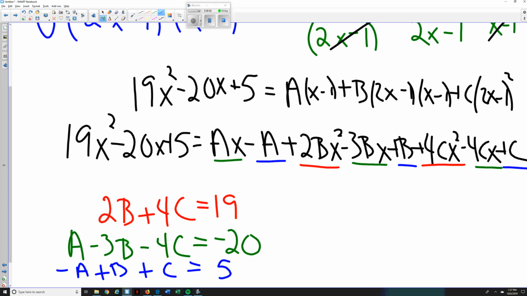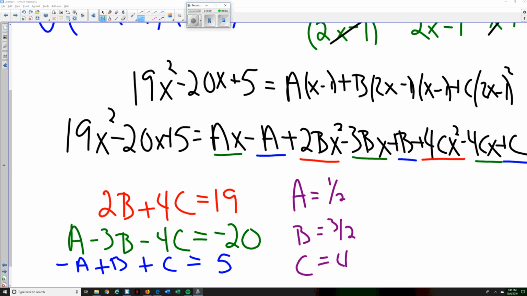Okay. I'm not going to go through and solve this with you. We're going to let the power of television do that for us. And so we get A, B, and C equal. So there's our solutions: 1/2, 3/2, and that should say 4.